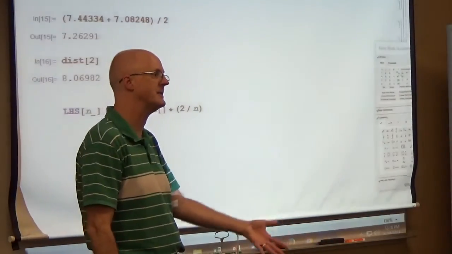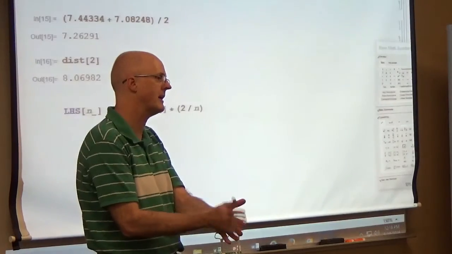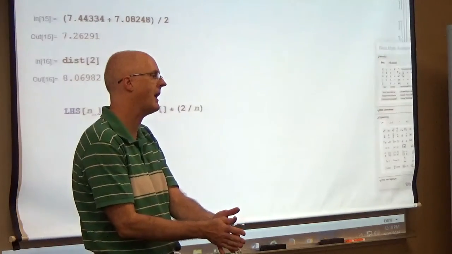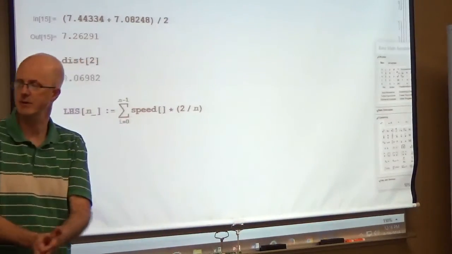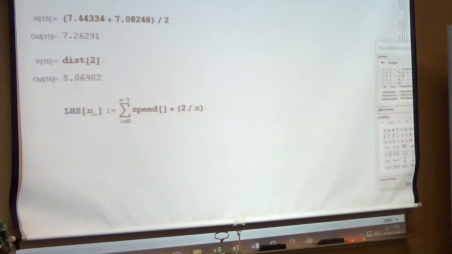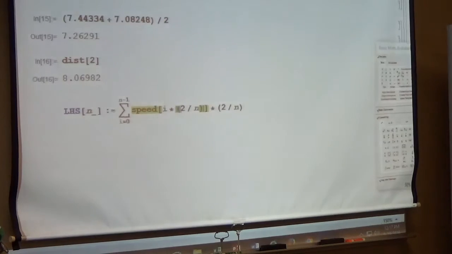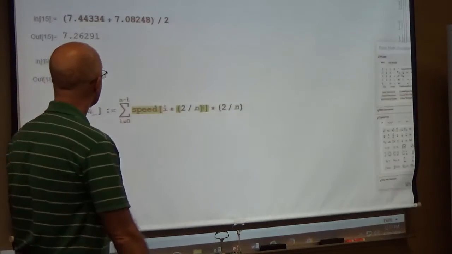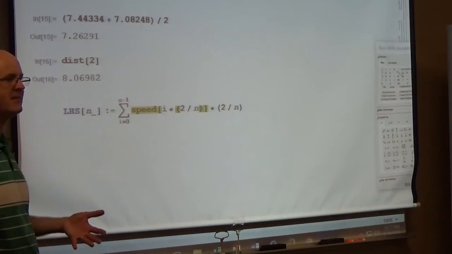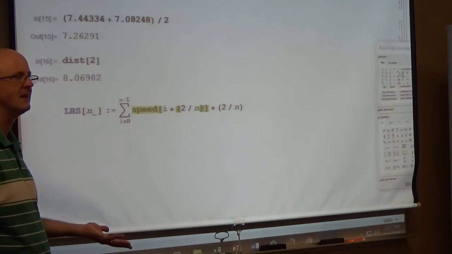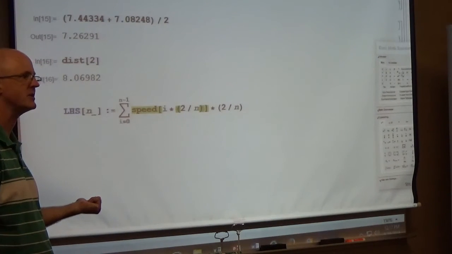i times delta t, when you start at 0 for your left endpoint, is going to be the t sub i that you plug into the function that you're integrating. So in this case, I can write that as i times 2 over n. So this is going to give me, for a general n, a left-hand sum approximation to the integral.